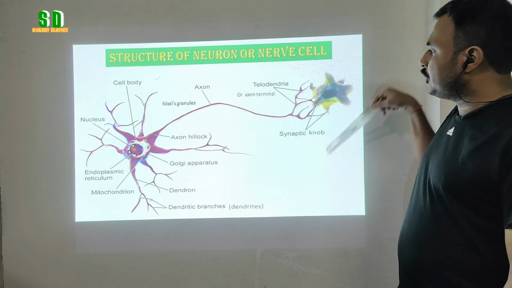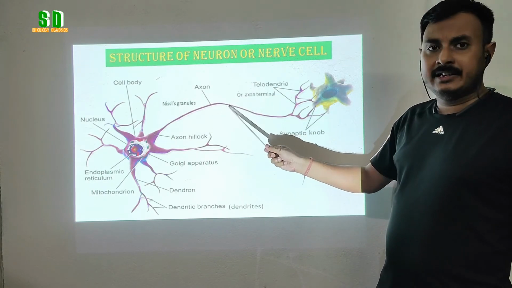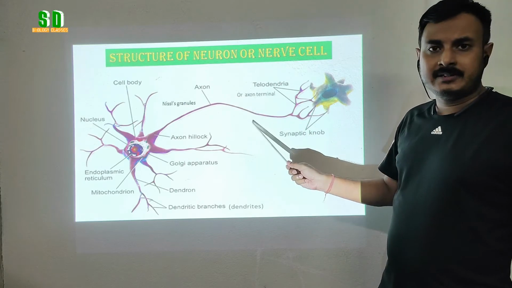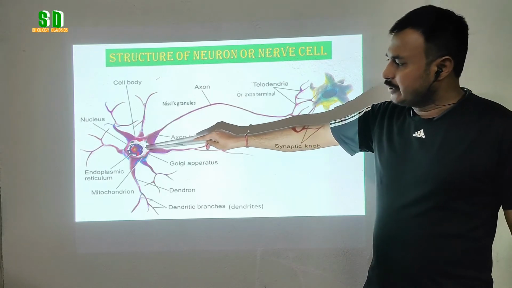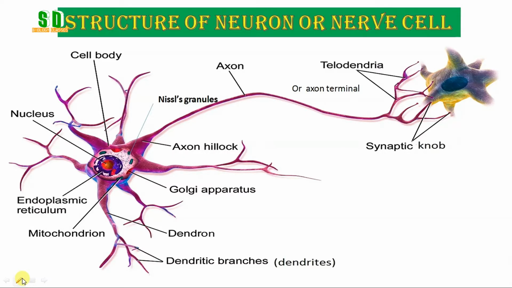Here is the structure of a neuron. See, it is a non-myelinated or unmyelinated nerve fiber. Still, we can get the basic structure of a nerve cell. So students, let's discuss the structure of a neuron. It is the unit of the nerve cell.